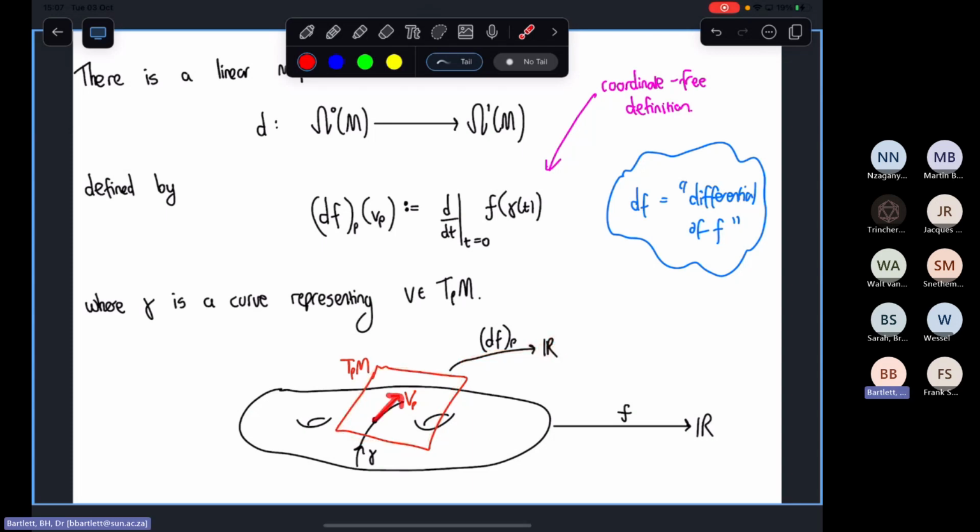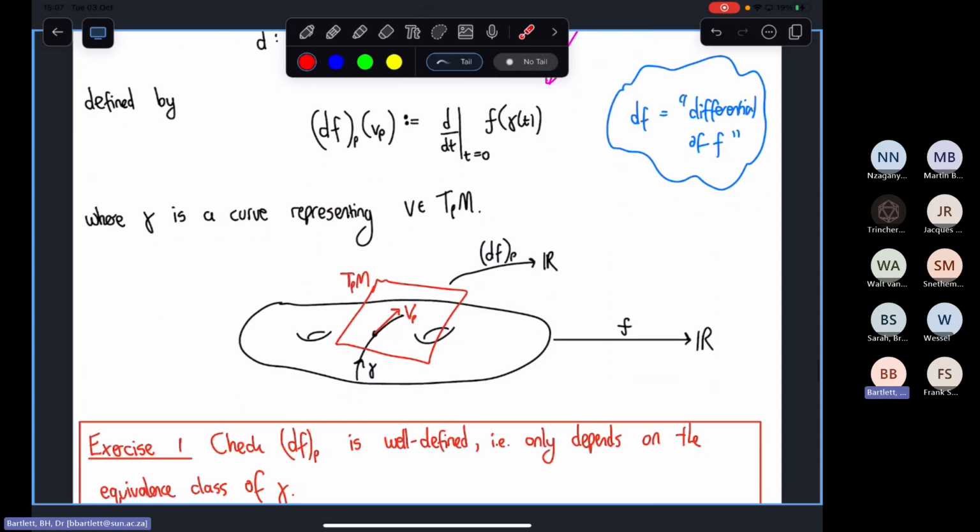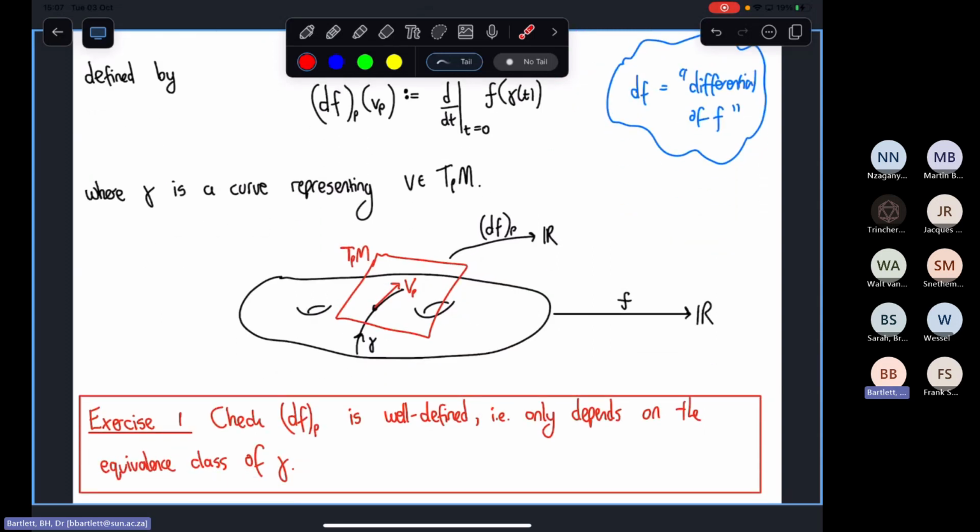Well, you give me a vector in the tangent space. I remember that such a vector is an equivalence class of curves. And what it does is it differentiates the function along that curve at t equals 0. Okay. Then, of course, you have to check that this is well defined. In other words, it doesn't depend on the equivalence class of the curve that I'm using. Okay.